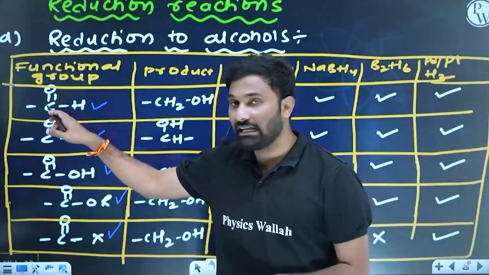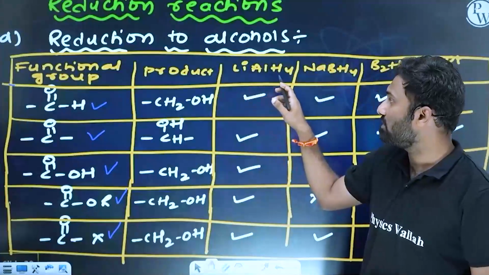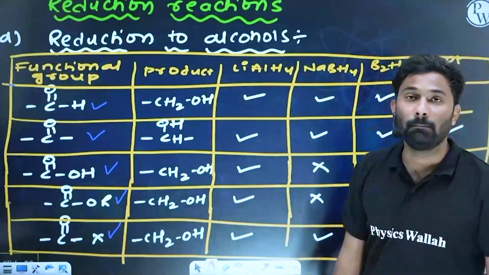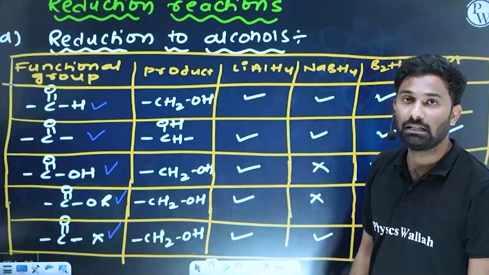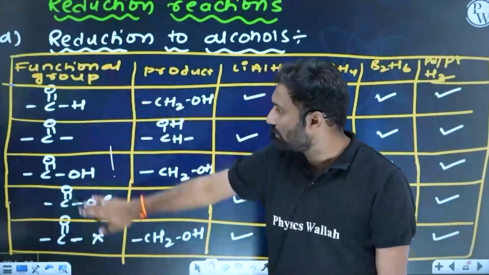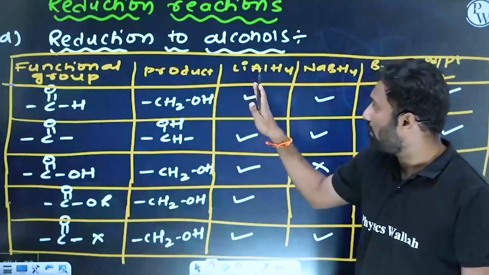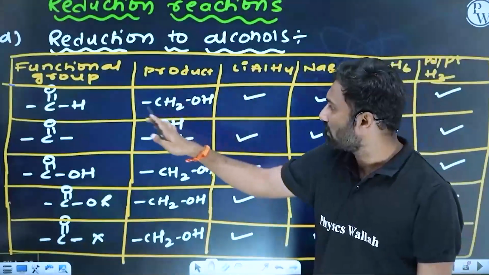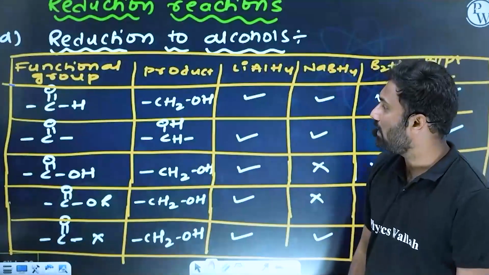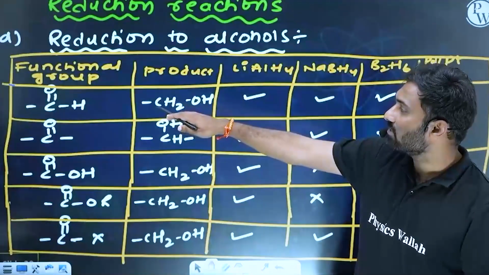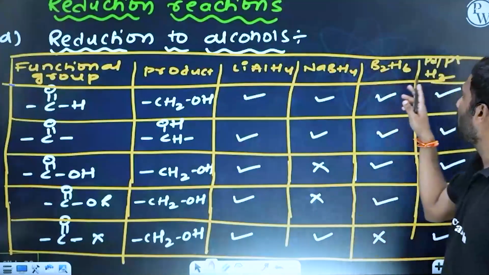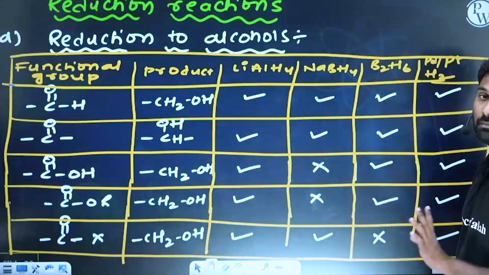Because, look, aldehyde upon the strong reducing agents: lithium aluminum hydride, sodium borohydride, diborane, and the metal in the presence of hydrogen. Now aldehyde groups upon lithium aluminum hydride, what product is it giving? It is giving the primary alcohol. Aldehyde is reduced by lithium aluminum hydride, sodium borohydride, diborane and metal in the presence of H2.